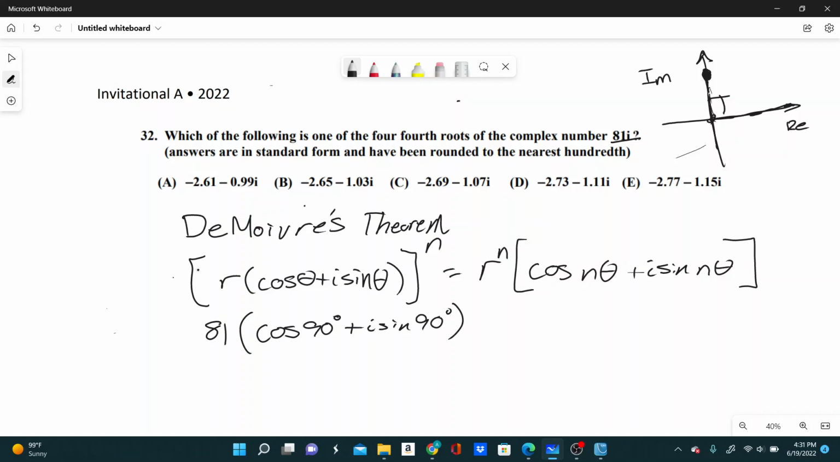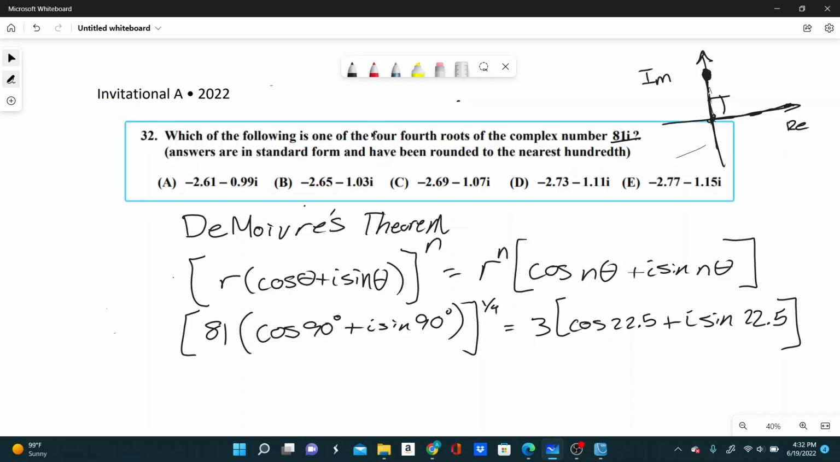Then if we're trying to take the fourth root of this, raising this all to the 1/4 power, 81 to the 1/4, the fourth root of 81, is just 3. And then instead of cosine of 90, it would be cosine of 90 times 1/4, which is cosine of 22.5, and then plus i sine of 22.5. So this is one of our fourth roots. It says which one of these is a fourth root of the complex number, so we can just evaluate this and see if this is one of the fourth roots.